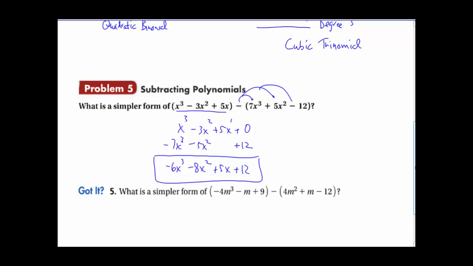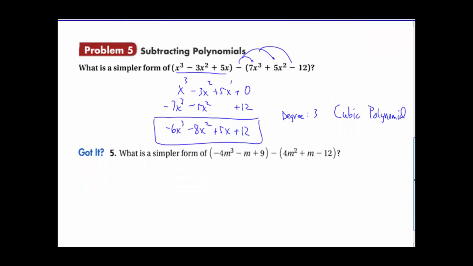Degree, just to double check. The degree of the polynomial, the highest degree, is a 3, so we know it's third degree. We can call this a cubic, and it has 4 terms. Remember, based on the terms, we had monomial, binomial, trinomial. So what's 4? We just simply call those polynomials. So this really is just a cubic polynomial.